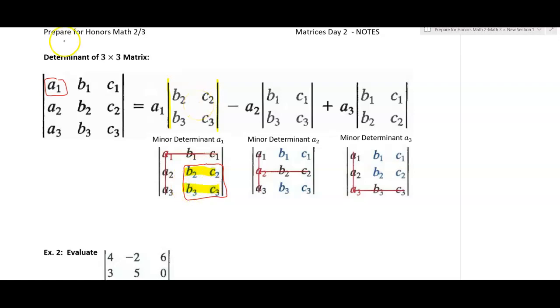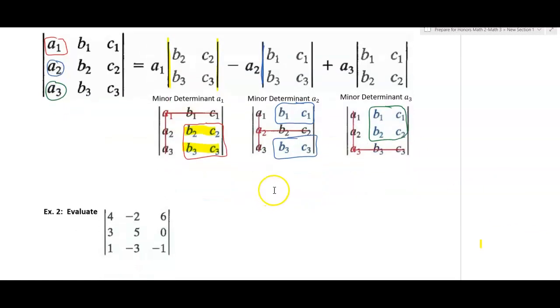Now the second one, you're going to multiply A2. So you're going to go minus A2 times the determinant of, if you look here, we're using these rows. Then you're going to add A3 times the determinant of this matrix. Okay, so let's use this example and follow.